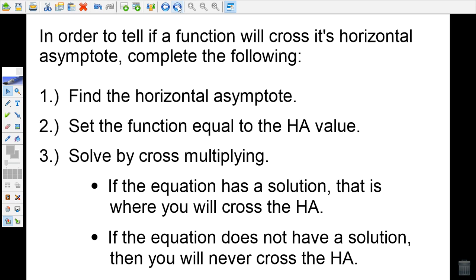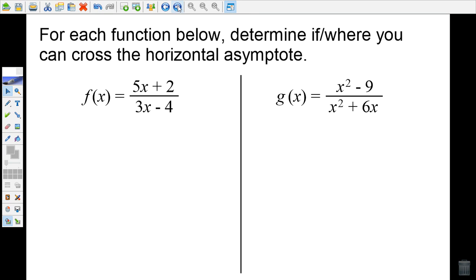This will be very important information for us to have when we go through our graphing. So we're going to take a look at the same f of x and g of x as we did for x and y intercepts, and figure out what is the horizontal asymptote and can we cross it. First, we identify the leading term in the numerator and the denominator, and look at their degrees. For f of x, the leading terms are 5x and 3x because those have the highest exponents. They have the same exponent, both x to the first power. So the horizontal asymptote is at y equals 5/3, the coefficients in front of the x's.